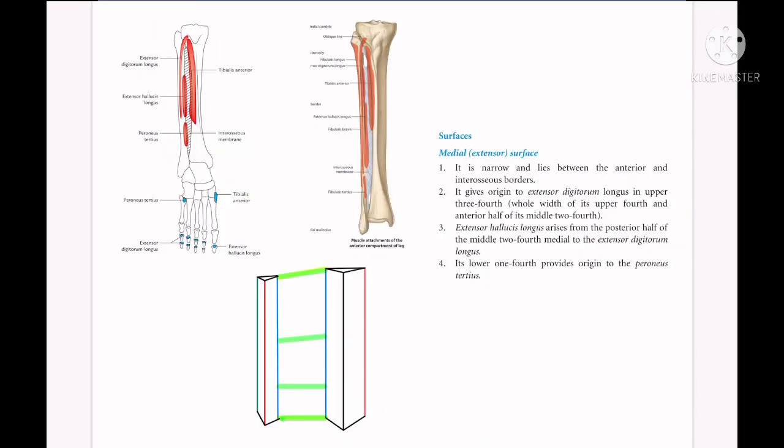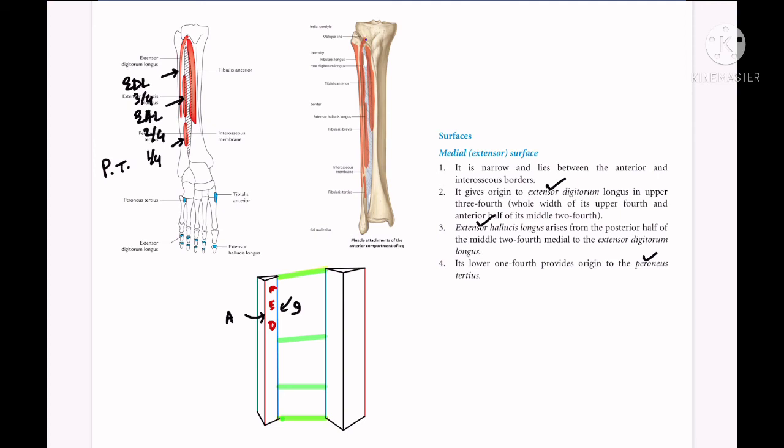Talk about the surfaces. First of all, the medial surface. The medial surface of the fibula lies between the anterior and interosseous borders. It gives origin to extensor digitorum longus, extensor hallucis longus and peroneus tertius. Extensor digitorum longus has an extensive origin along the upper 3/4. Then extensor hallucis longus, with a little less extensive origin, occupies the middle 2/4. And below it, the lower 1/4 gives origin to peroneus tertius.